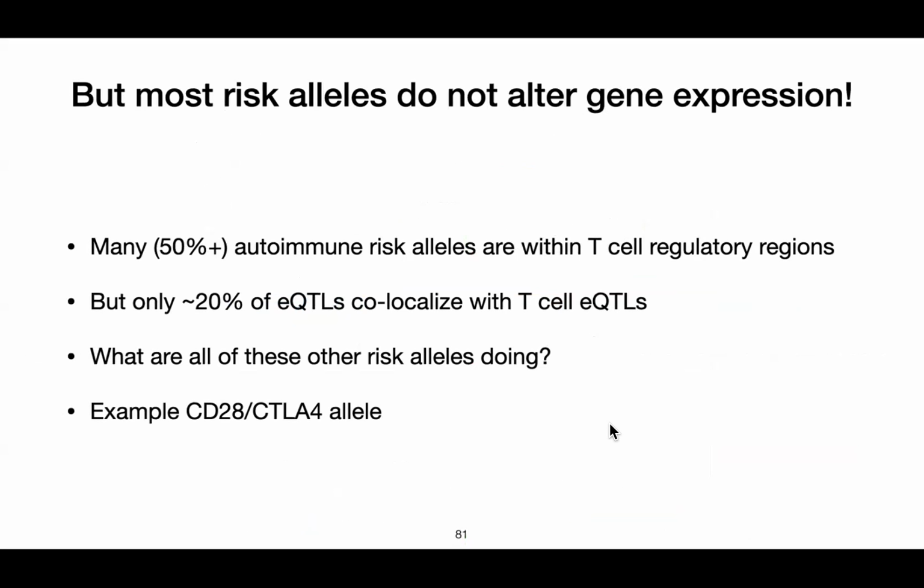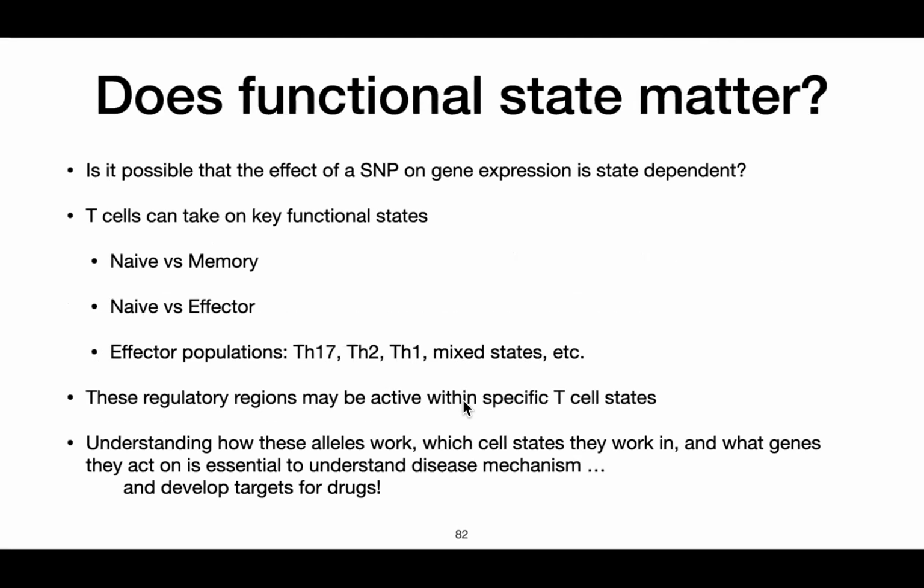Now, in practice, however, what we see is that most risk alleles do not alter gene expression. So about 50% of autoimmune risk alleles and rheumatoid arthritis risk alleles are in regulatory regions, T cell regulatory regions, but most aren't eQTLs. Most don't alter expression in T cells, and so what's going on? What we think is probably happening is that functional states matter.